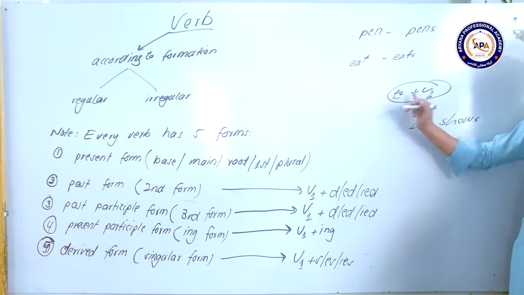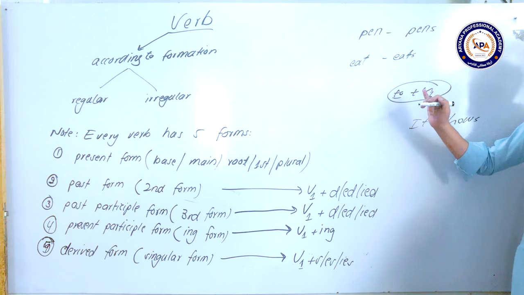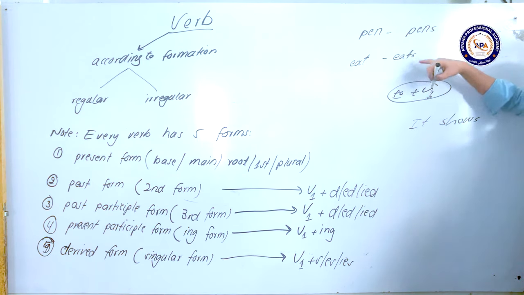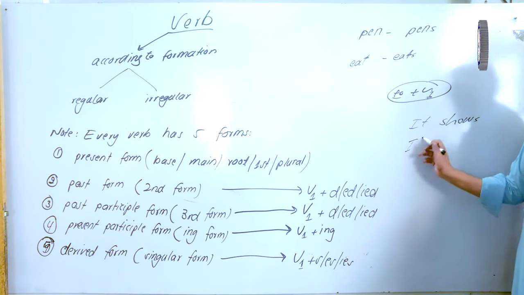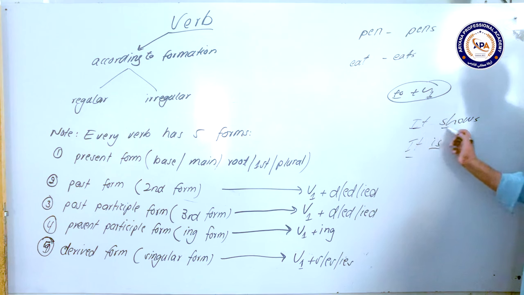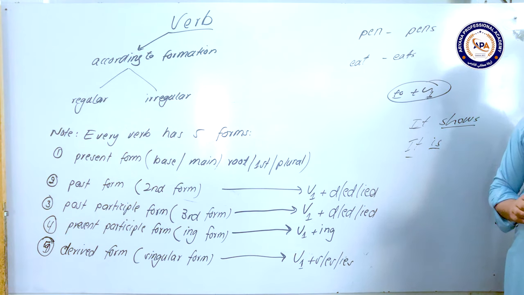When you use to, the verb is in the infinitive. That was infinitive show. The infinitive is the base form. If you use the word to, the base form is used. In a sentence, it is used singular. It shows, it is. Singular, singular, according to the subject. It shows an action. Say that it shows an action.